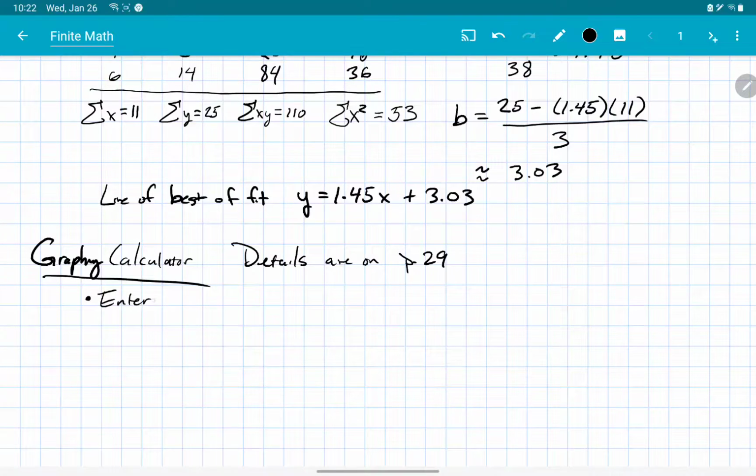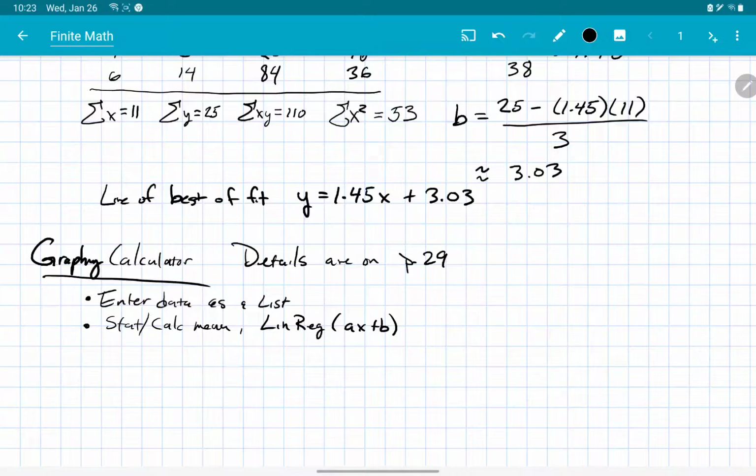You enter the data as a list. There are lists in your calculators: list 1, list 2, list 3, list 4, etc. Then in the Stat Calc menu, there's something called LinReg(ax+b). When you run LinReg(ax+b) on a data list, it will tell you what a is and what b is. It'll tell you the slope and the intercept.